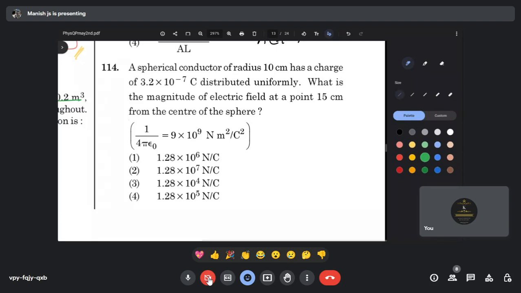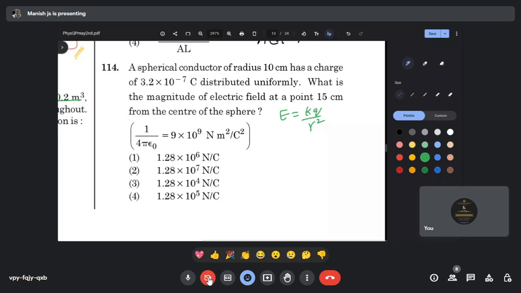Dipole, axial line only. Why does the axial line of a dipole come in here? The electric field they are asking is KQ by R square. Why do you go for dipole? It's not a dipole that we are dealing with. It's a spherical conductor. So whenever you have a spherical conductor and you are trying to find the field at a distance, KQ by R square is the relationship you intend to use.